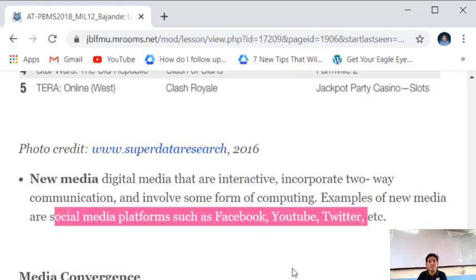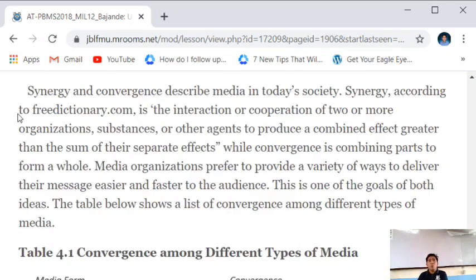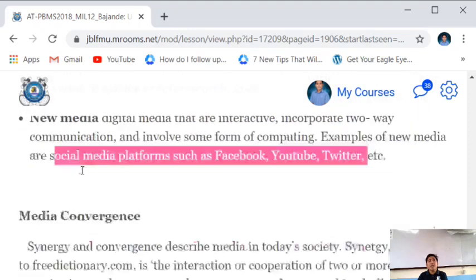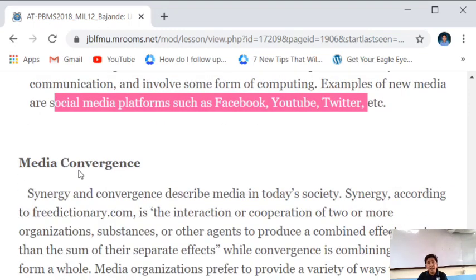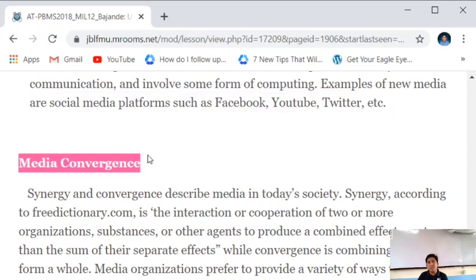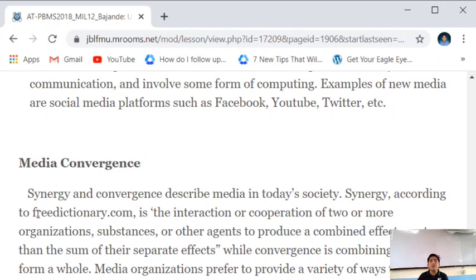Okay. Next. Now we have come to the end part of our lesson, which is media convergence. There is some confusion about what media convergence is really all about. However, we are going to clarify some things about media convergence so you will understand better.